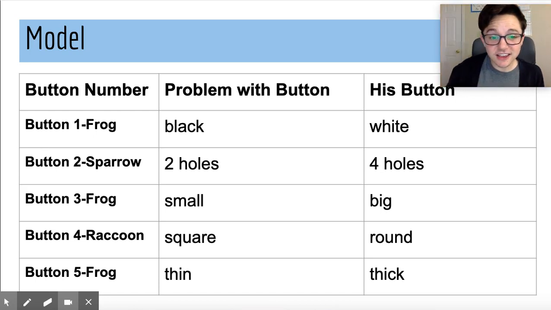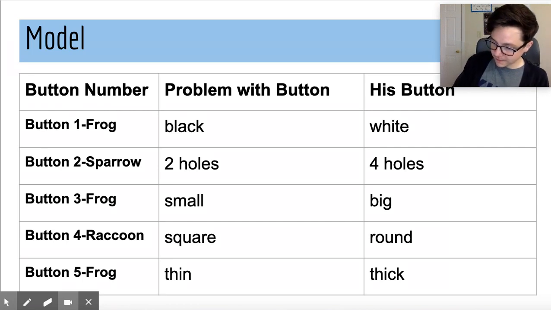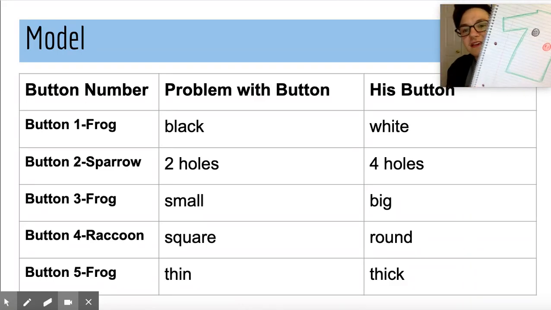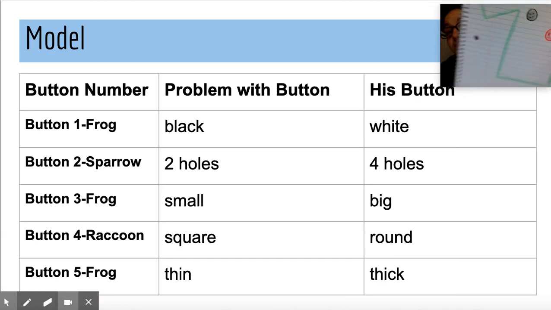And then we're going to take a look at button number 2. This is the button that Sparrow found. What detail did we find about this button? Yeah, this button had 2 holes, and it didn't tell us what color this button was, so you can draw that button whatever color you would like. So now I have my black button and an orange button with just 2 holes.